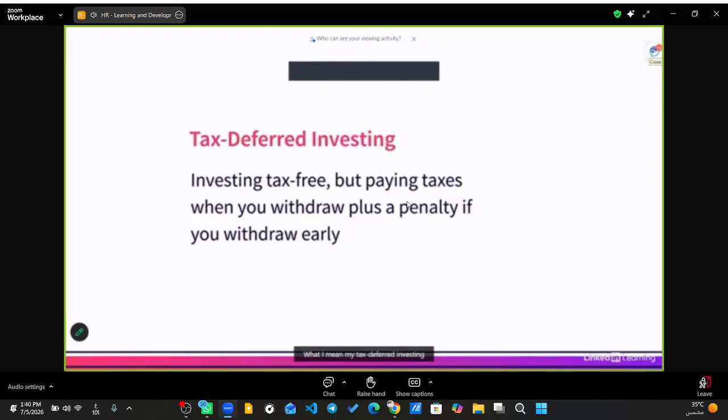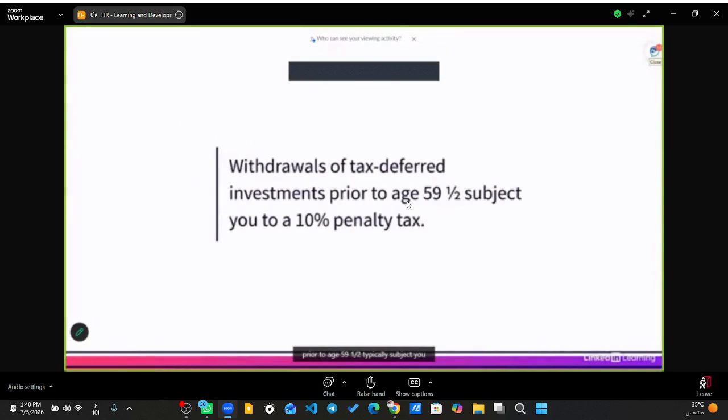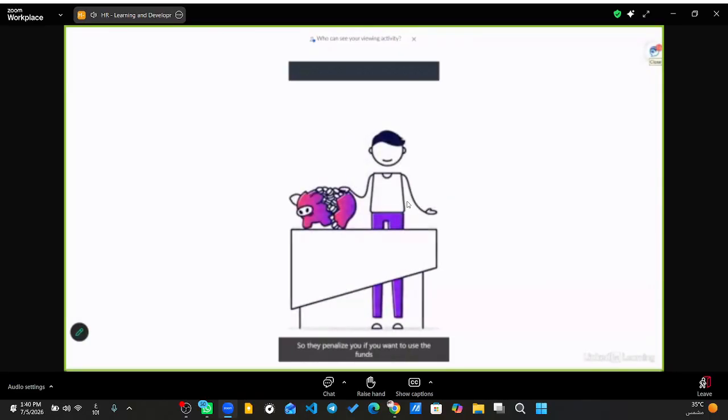What I mean by tax-deferred investing is investing tax-free, but paying taxes when you withdraw, plus a penalty if you withdraw early. Withdrawals of gains on your investments prior to age 59.5 typically subject you to a 10% penalty tax, in addition to the regular taxes owed. This penalty is to discourage you from withdrawing early. The IRS allows you to grow your funds tax-deferred as an investment to encourage you to save for retirement. So they penalize you if you want to use the funds before you retire.